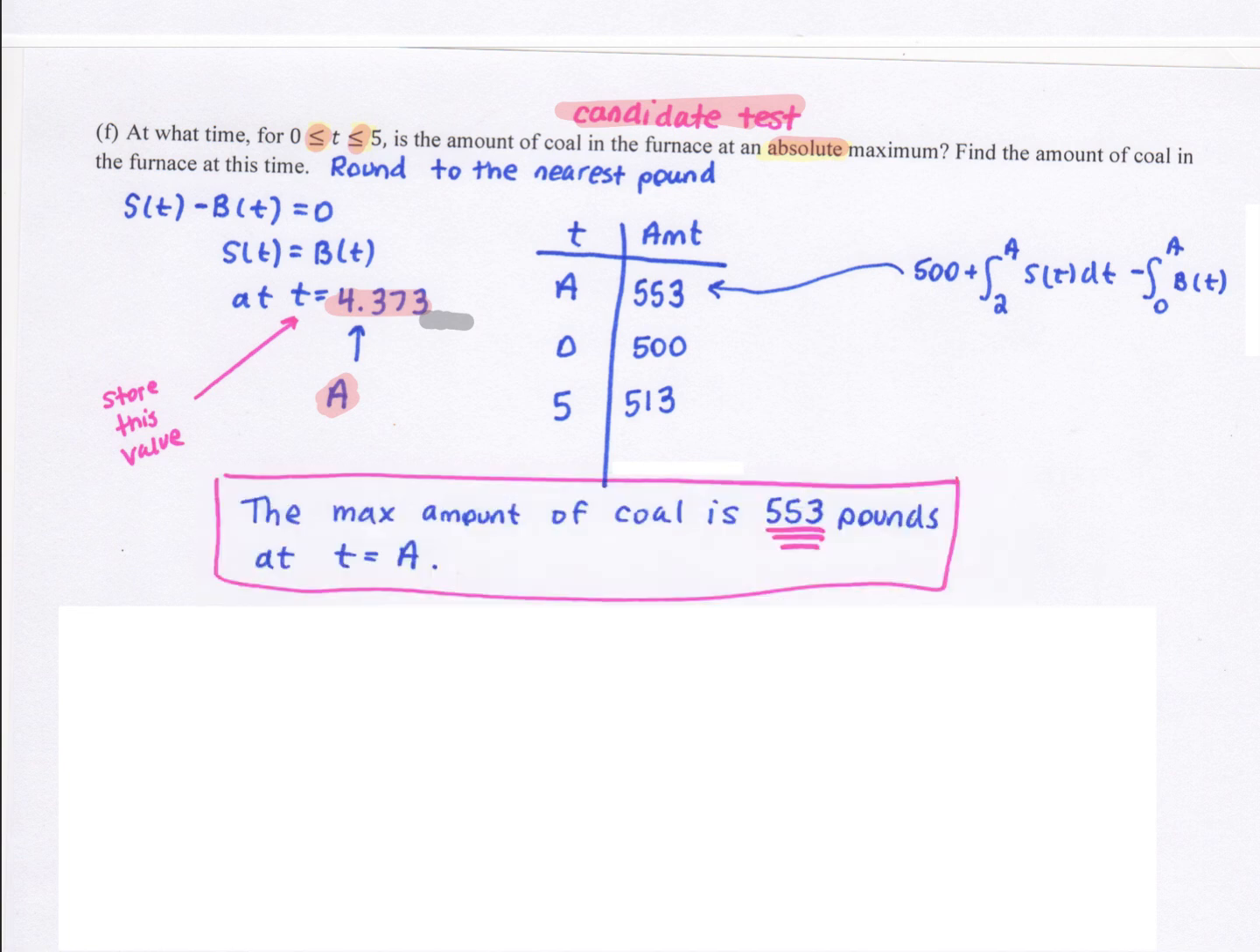Make sure when you declare your answer that you address all parts of the question. It wanted to know at what time we hit that maximum. That is answered by saying t equals A. It also wants to know the amount of coal, and that was the 553. And also make sure you follow any directions about rounding. This one asked me to round, so I had to make sure I did that.